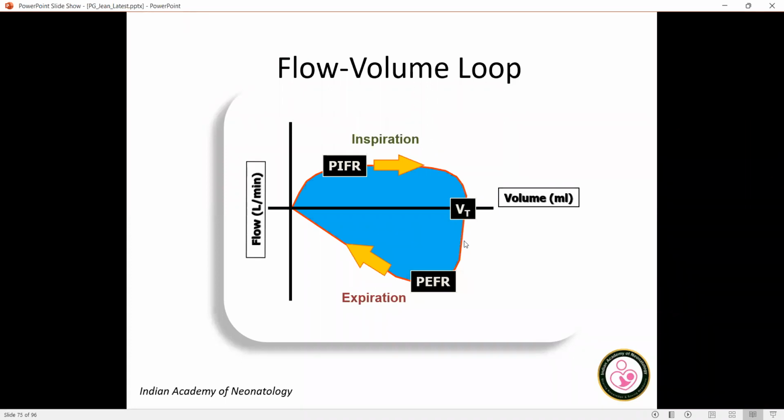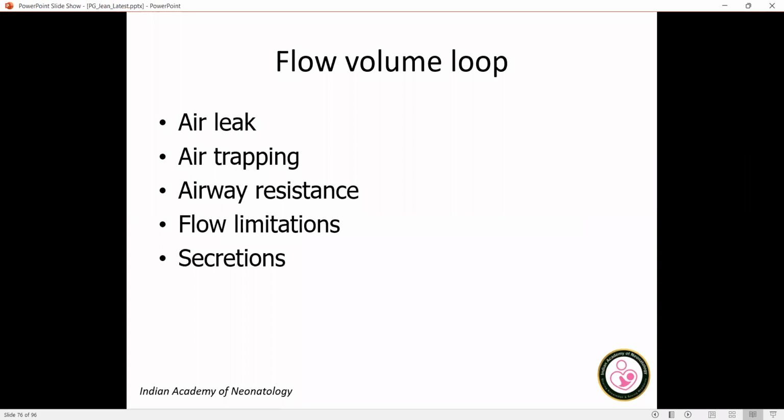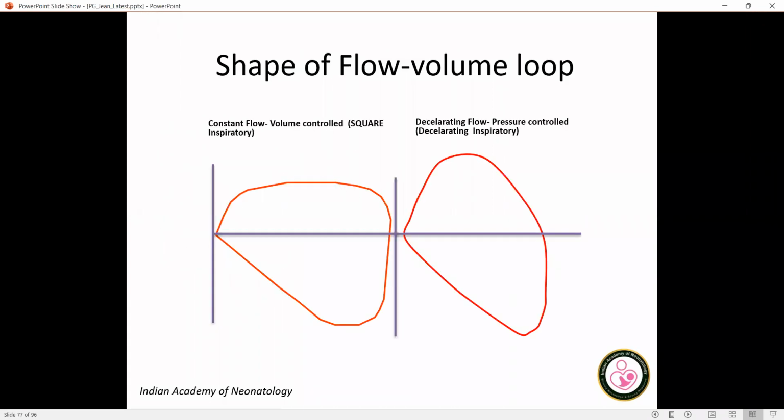Then the expiratory flow reaches the peak expiratory flow rate, but we can see it suddenly reduces. It has a steeper slope compared to the inspiratory flow rate because of the elastic forces of the lung, and it reaches the zero flow state. So this is the flow volume loop and what we can learn from it. Air leak, air trapping, airway resistance, flow limitation, and secretions can all be identified from the flow volume loop. And this is the shape of the flow volume loop in volume control and pressure control.